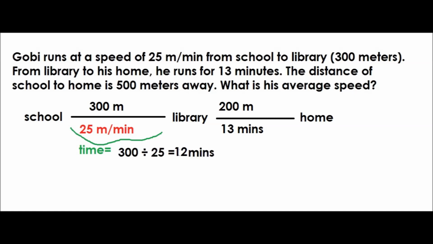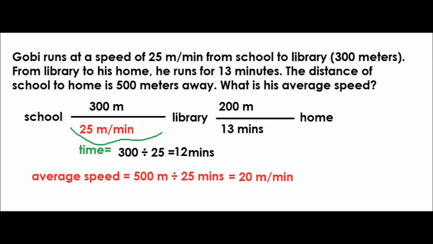To find time, by using distance and speed, we can just do division of distance divided by speed. 300 divided by 25 is 12 minutes. Therefore, the average speed will be total distance, 300 plus 200, 500 meters, divided by total time, 12 plus 13 is 25 minutes. 500 divided by 25 is 20 meters per minute. That's the end. Thank you very much and good luck.